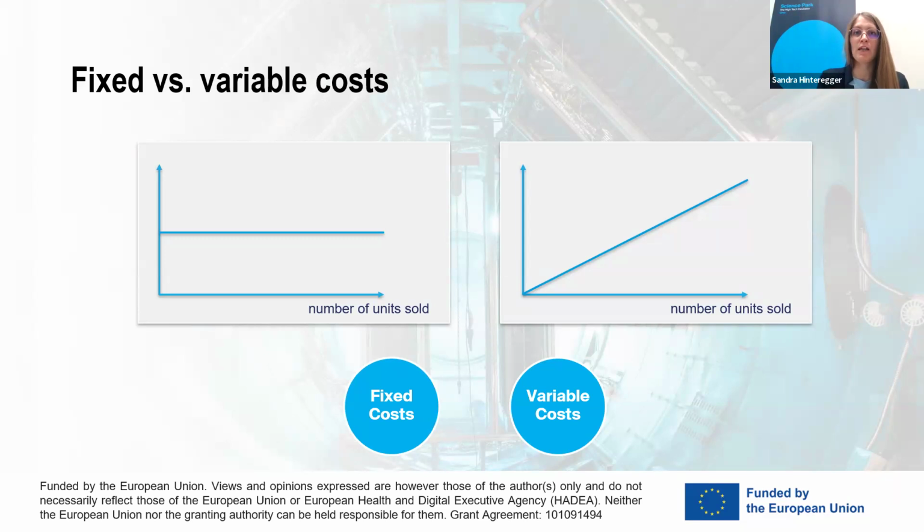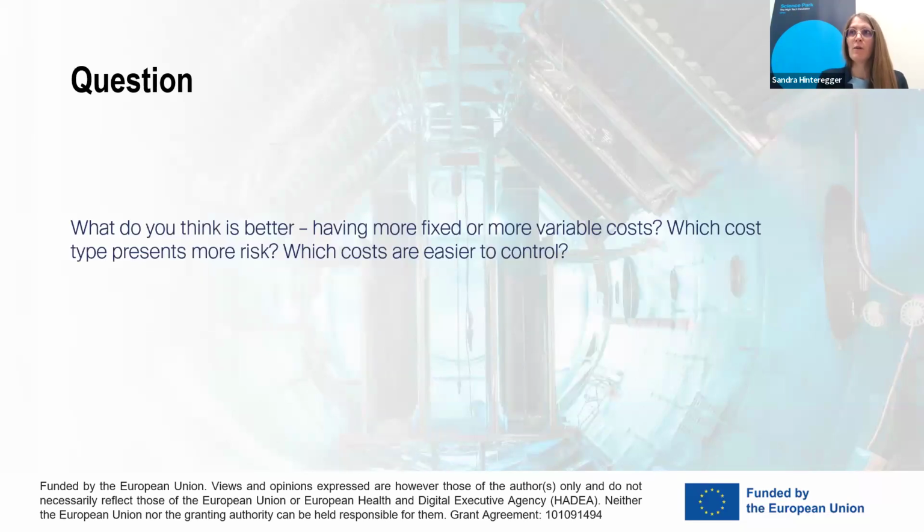And now again, a question. Probably somebody wants to unmute, or you write it in the chat. What do you think is better, having more fixed or more variable costs? Which cost type presents more risk, and which costs are easier to control? Any ideas?